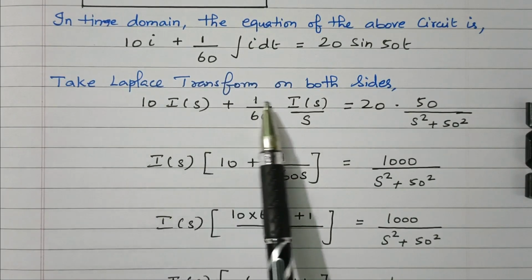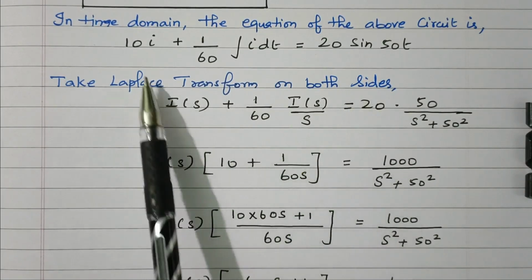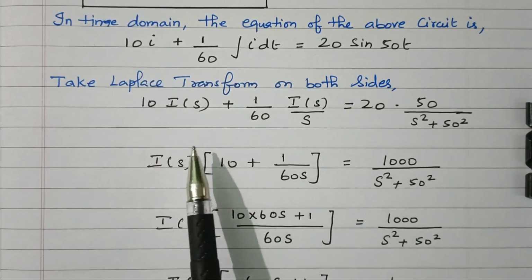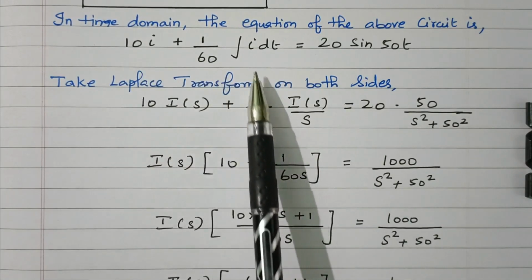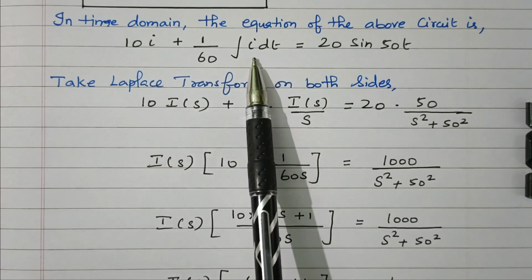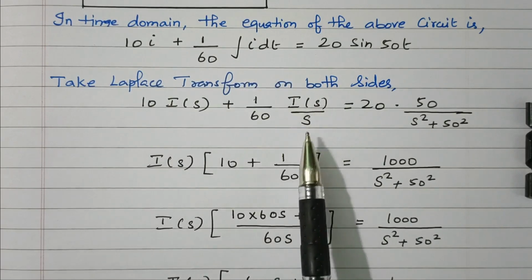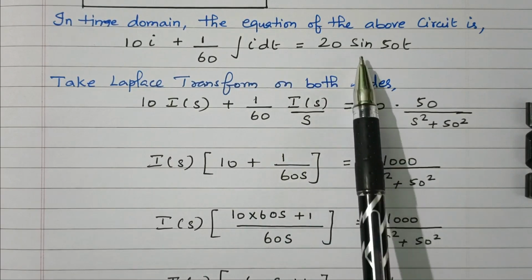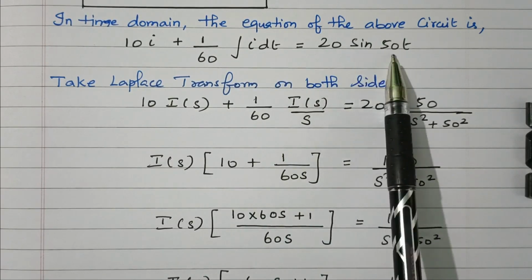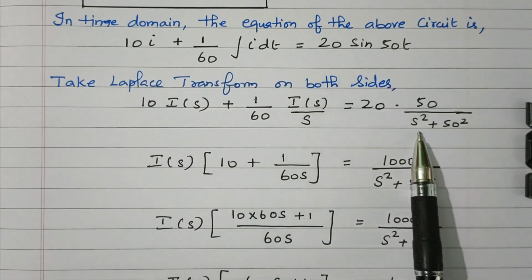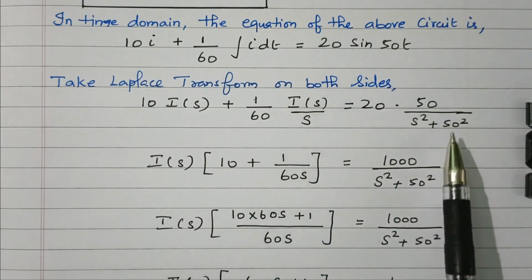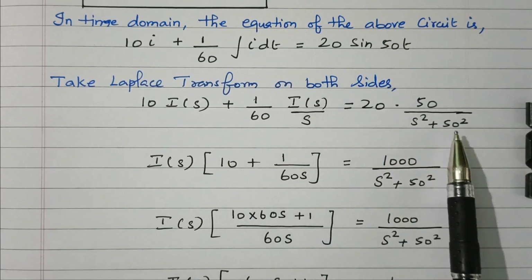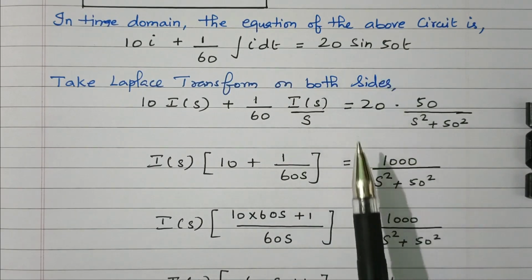Take the Laplace transform on both sides. So 10 is constant, the Laplace transform of I is I of s. Then 1 divided by 60 times the integral I dt; the Laplace transform of integral I dt is I of s divided by s. Equal to this, 20 is constant, and the Laplace transform of sin 50t is 50 divided by s square plus 50 square. That is nothing but omega divided by s square plus omega square, where the omega value here is 50.